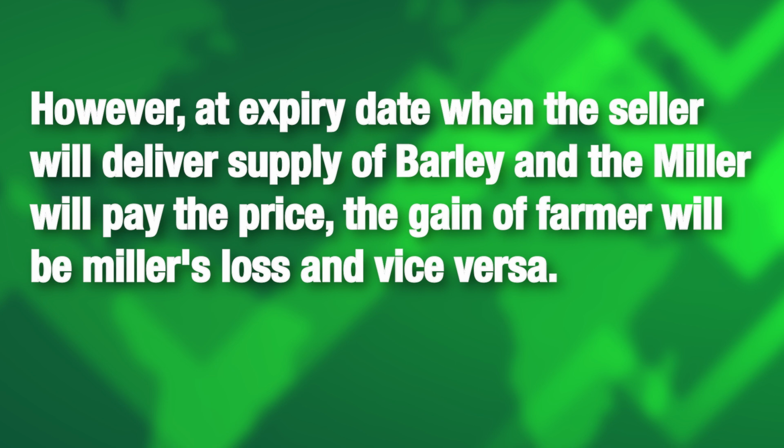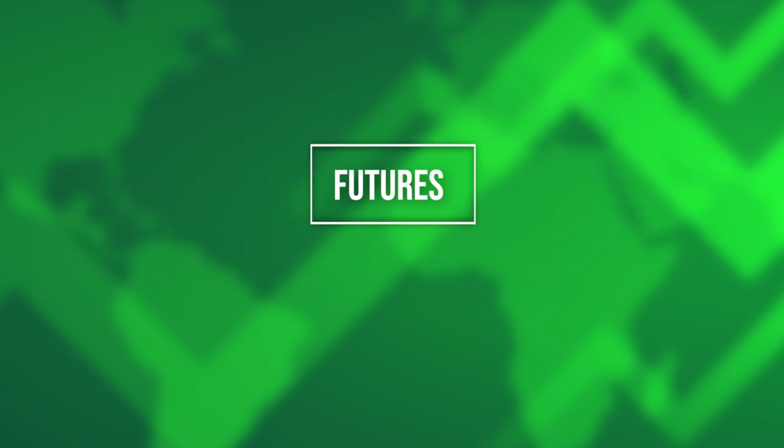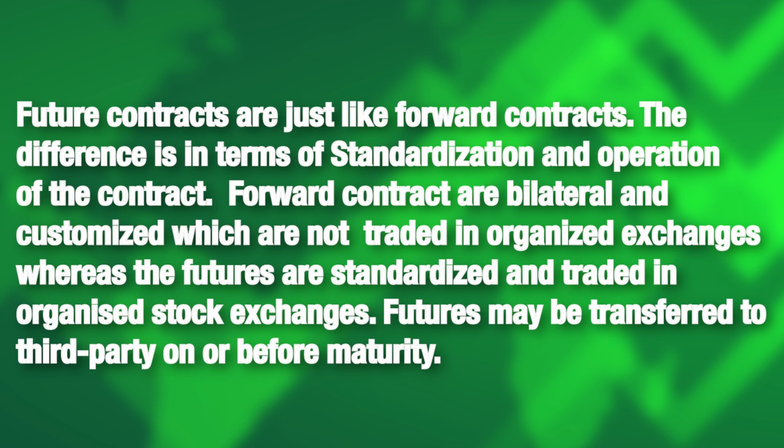The second type of contract between two parties about commodity derivatives is future. This is the second type of commodity derivative. Future contracts are just like forward contracts. The difference is in terms of standardization and operation of the contract. Standardization means the lot size is already defined and fixed, and operation of the contract means there is no need to give physical delivery. It can be transferred to another party or some third party.